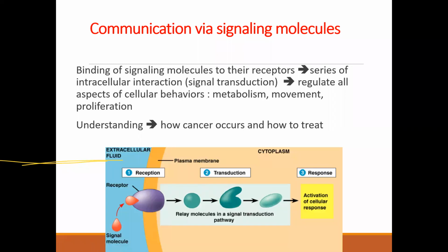And finally, the outcome is the response of the target cell. The response of the target cell can be the expression of a specific protein, or the activation of a cellular response, or activation of some specific enzyme inside the target cell. The cellular behavior that can occur after signal transduction can be a change in metabolism, a change in movement, or a change in the proliferation of the target cell.